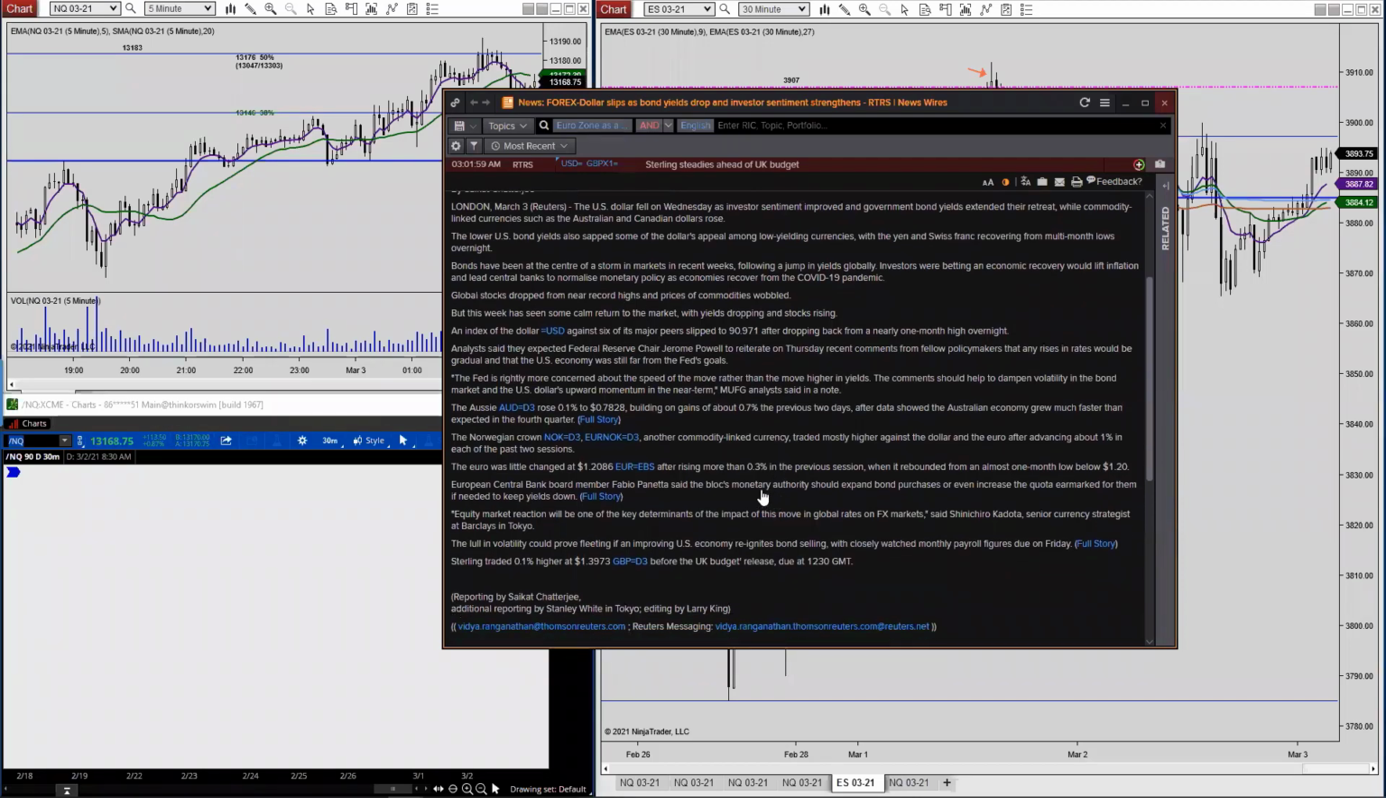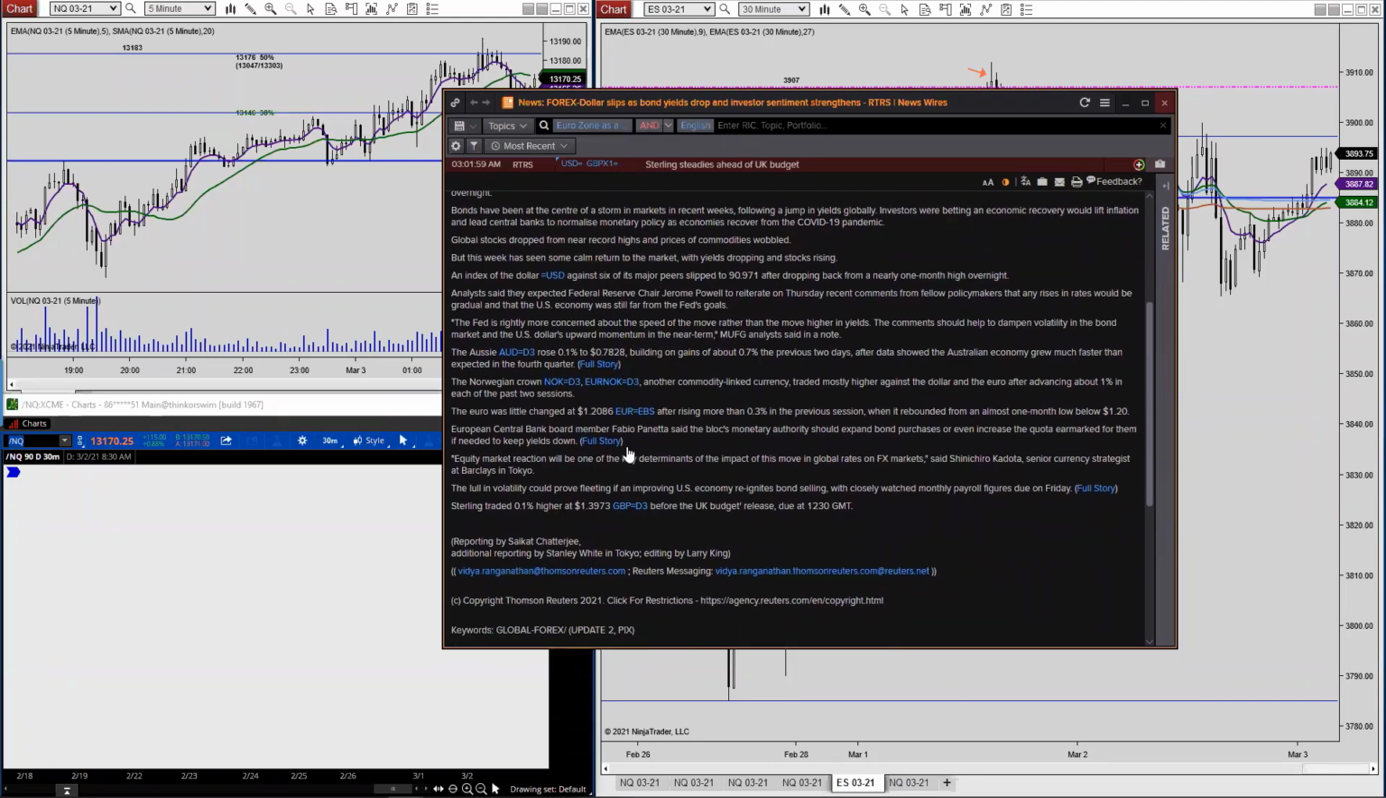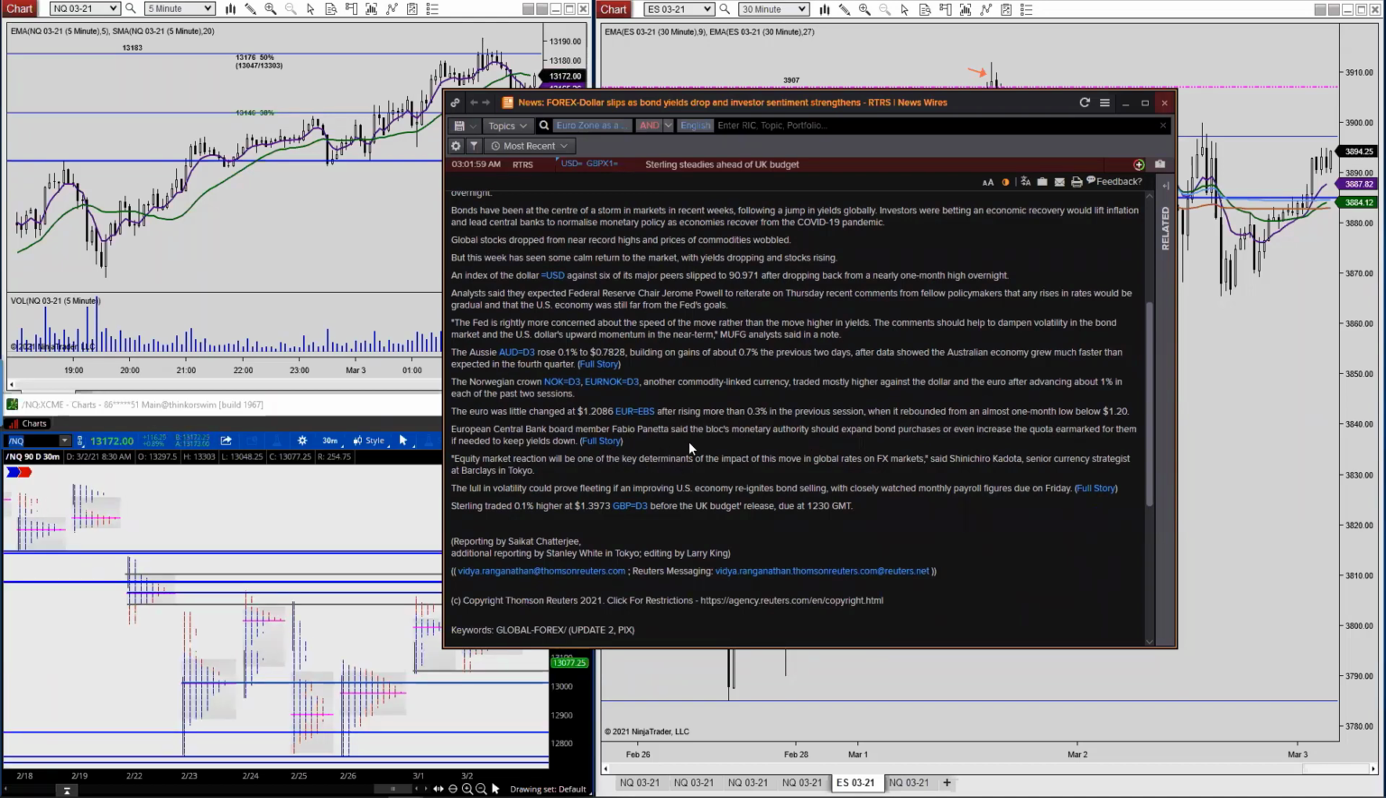The Aussie fell to 78.28, building on gains of about 7/10 from the previous 2 days, and the Norwegian crown, another commodity currency, traded mostly higher against the dollar. The euro was little changed at 20.86 after rising in the previous session when it rebounded to almost 1 month lows at 120. ECB member Fabiola Pineda said the bloc's monetary authority could expand bond purchases or even increase the quota earmarked for them if needed to keep the yields down. Equities markets reactions will be a key determinant of the impact of this move in global rates on FX.